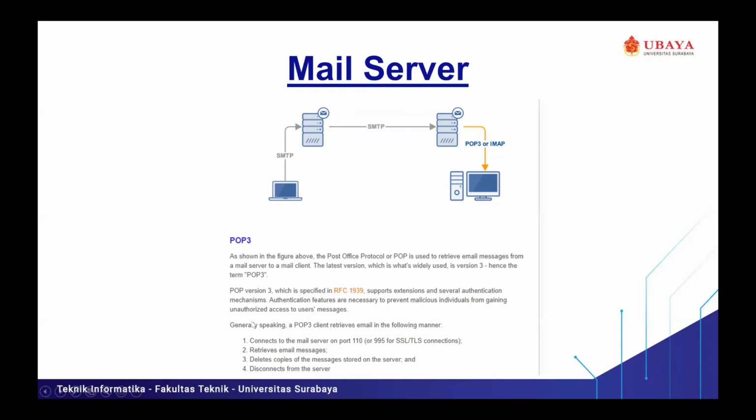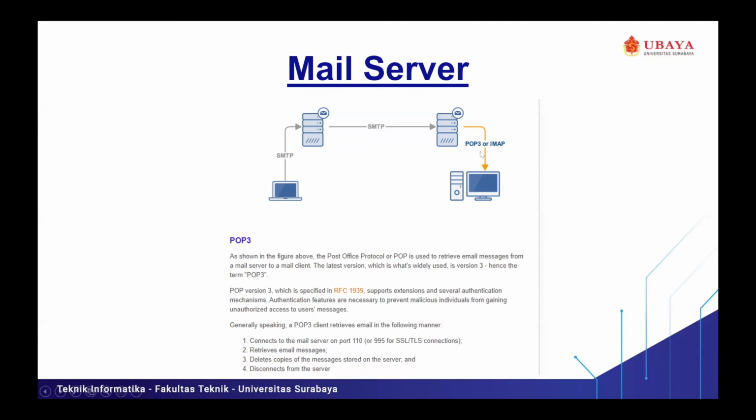POP version 3, which is specified through RFC 1939, supports extensions and several authentication mechanisms. So, generally speaking, a POP3 client retrieves email in the following manner. The client will connect to the email server by using port 110, or 995 for SSL or TLS connection, and retrieve email messages, delete copies of the messages stored on the server, and disconnect from the server.